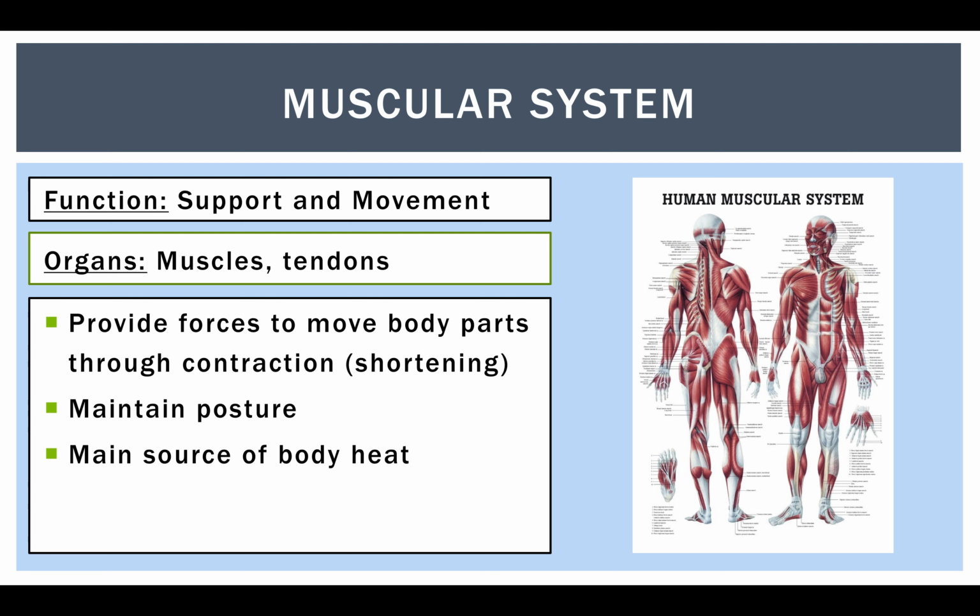Additionally, your muscular system helps you to maintain posture. So even just sitting here, your muscles are what's actually keeping you upright. And your muscles are a main source of body heat. We know this, right? When you move around, you start getting sweaty, you start getting hot because your muscles are producing this heat.